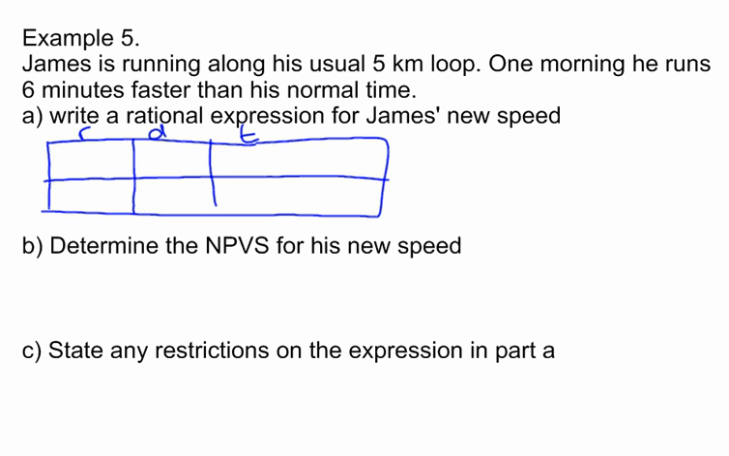So we have our two situations. Okay, what are our two situations in this problem? It says James is running along his usual 5-kilometer loop. One morning he runs 6 minutes faster than his normal time. So what are our two situations? He likes running. Okay, what are the two things that are happening here? So he always runs 5 kilometers. That's his usual loop. 6 minutes faster than his usual time. So this is his new time. We have his new time and his usual time. Okay, the usual and then the new.